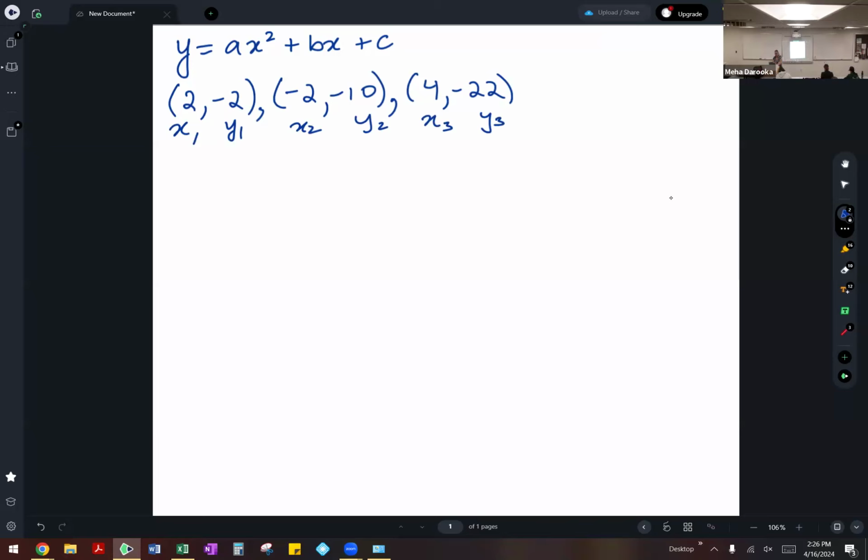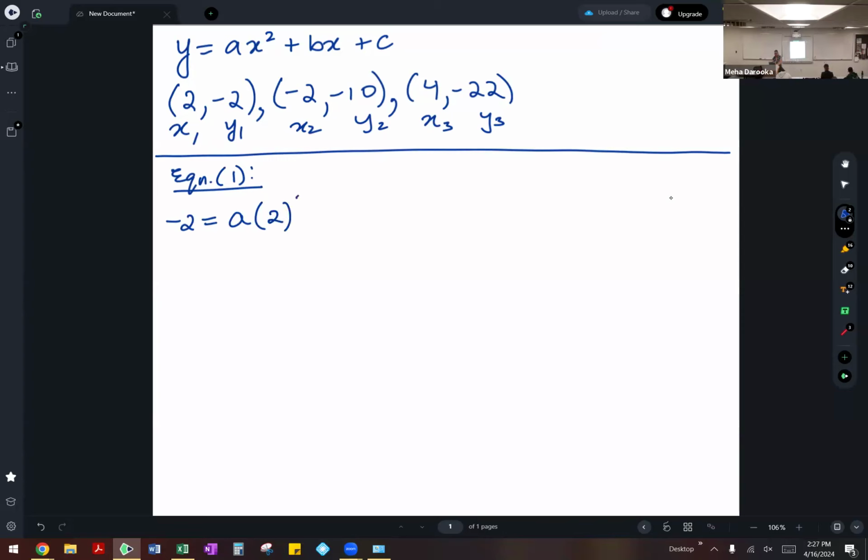So for equation 1, your Y value is -2, right? Because that's what's given to us in the ordered pair. We have A, which we don't know at this point, and X is +2, so that would become 2 squared, plus we don't know the B value, but again, X is +2, and we don't know the C value, right?